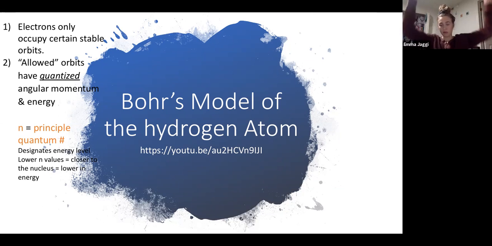I don't have a visual, but this would be a smaller n value, like n equals 1, n equals 2, n equals 3, n equals 4. So these lower n values are closer to the nucleus and lower in energy, where the larger are larger in energy.